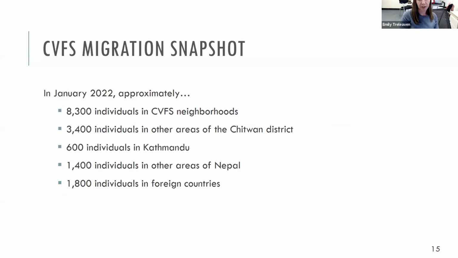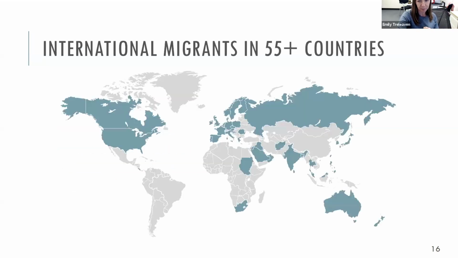As a quick snapshot of what migration looks like in the CVFS sample, I pulled data from January 2022. Of all the individuals in the household registry that month, just under 25% were outside the Chitwan district. So we had the majority in CVFS neighborhoods or in other areas of the Chitwan district, as well as 600 people in Kathmandu, 1,400 in other areas of Nepal outside Chitwan and Kathmandu, and 1,800 in various foreign countries. This map shows the foreign countries in which those individuals were located in January 2022, and that's over 55 countries in almost all regions of the globe.